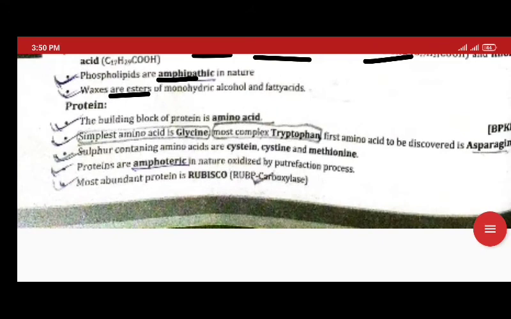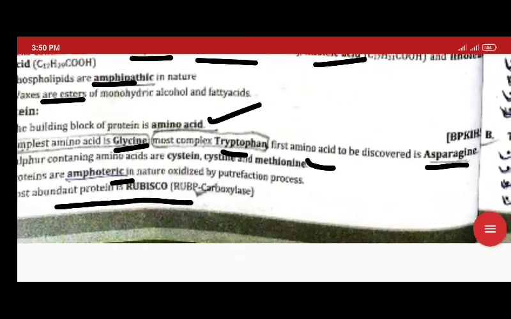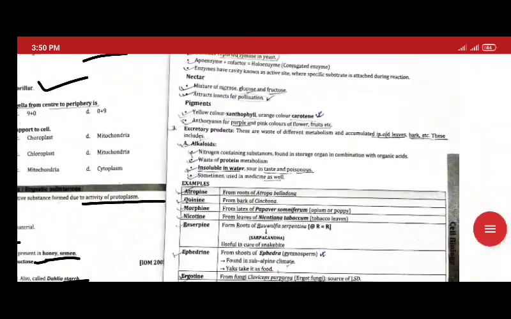Now protein. By the combination of amino acids, protein forms. The smallest amino acid is glycine, the most complex is tryptophan, and the first discovered is asparagine. Three contain sulfur, cysteine and methionine, and they are amphoteric. The most abundant protein is Rubisco.